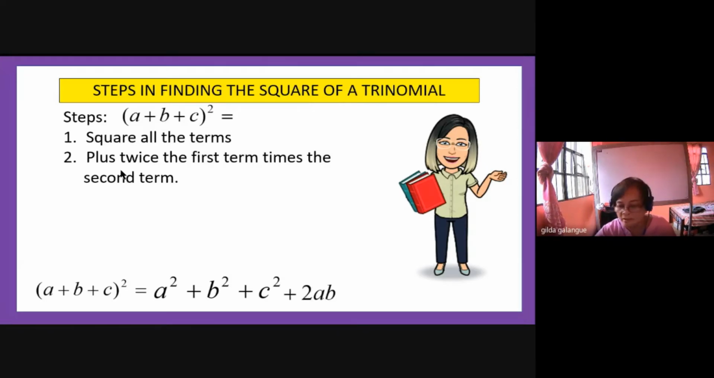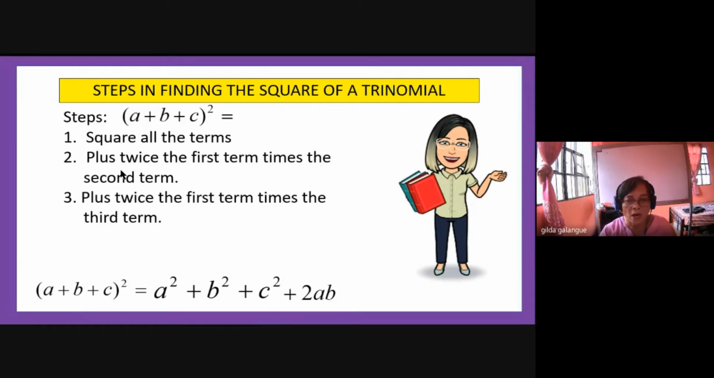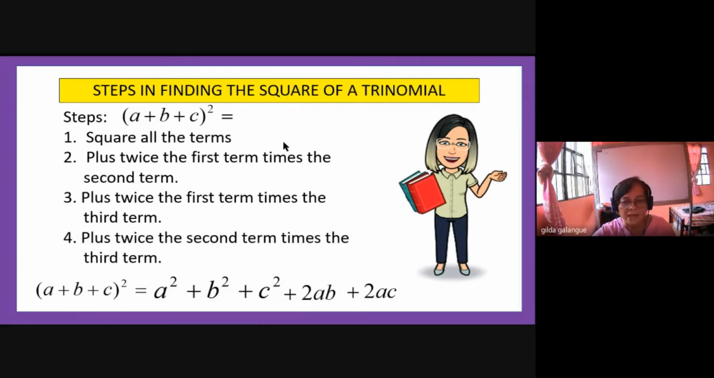The next is plus twice the first term times the third term. Our first term is a, our third term is c, so 2 times a times c, and that is 2ac. Next, we have the last step. The last step is plus twice the second term times the third term. The second term is b, the third term is c, so 2 times b times c is 2bc.